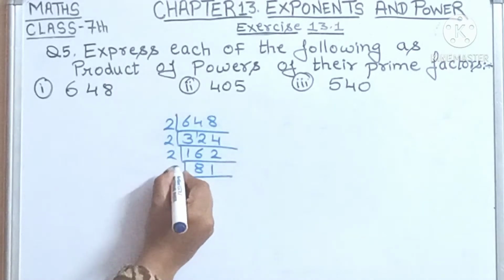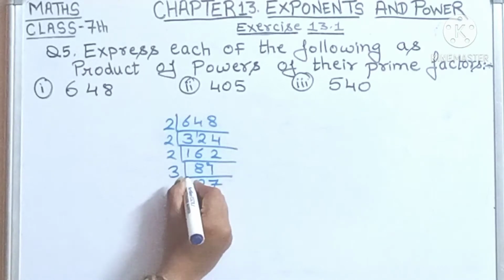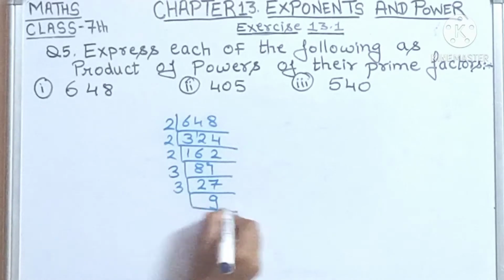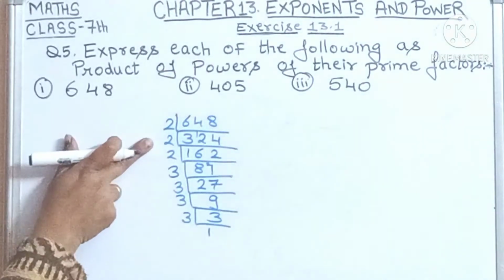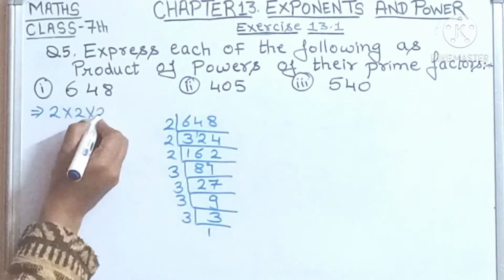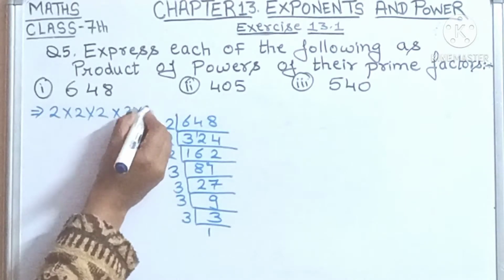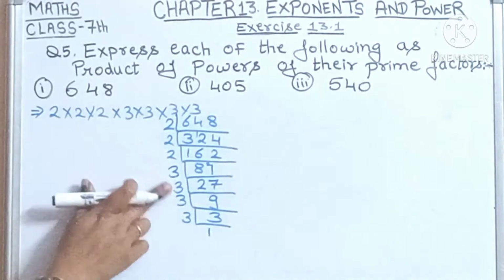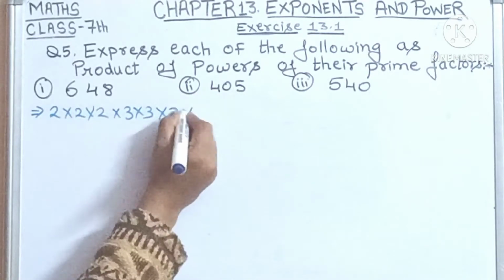So now in the table of 3, 3 2s are 6, carry 2, 3 7s are 21. 3 8s are 24, 3 9s are 27, 3 3s are 9 and 3 1s are 3. So what we got? 3 times 2, that is 2 into 2 into 2, and 4 times 3, that is 3 into 3 into 3 into 3.